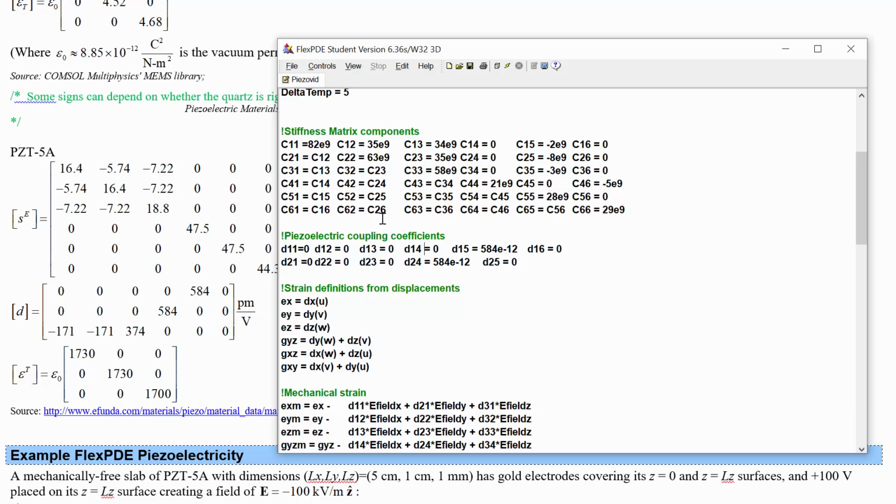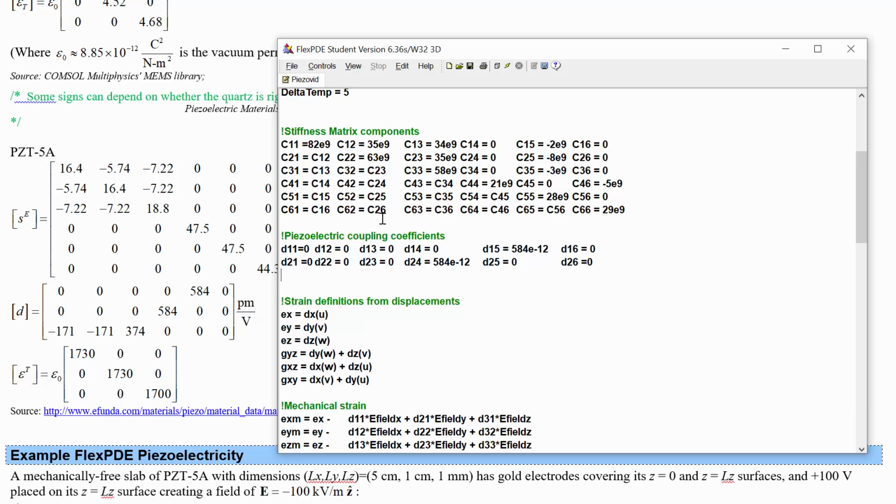So the white space doesn't matter in FlexPDE. We can lay it out like this to make it easier to see that we haven't missed anything. And D26 is 0. D31 is 0. D32 is 0. Oh, what am I doing? D31 is negative 171 E minus 12. D32 is negative 171 E minus 12.